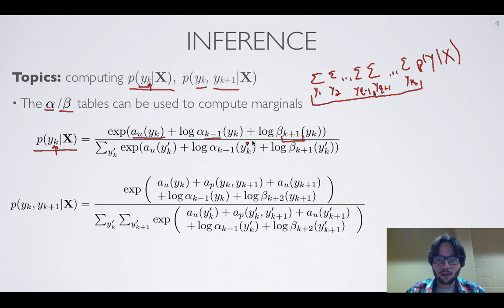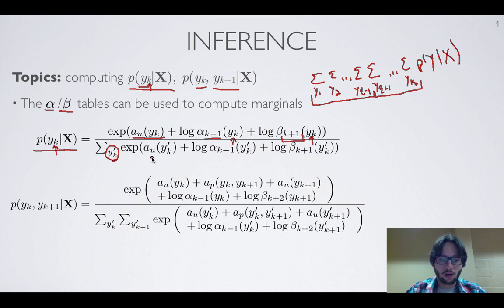plus the log alpha values and the log beta values, where we assume that the label at position k is taking the value yk here and here. So these are the sums that are conditioned on the kth label being equal to yk. And now to get a probability distribution, we need to make sure that this is normalized, so we can just normalize the numerator, it turns out, and so we're summing over all potential values, which I'm going to name y prime k, of the numerator.